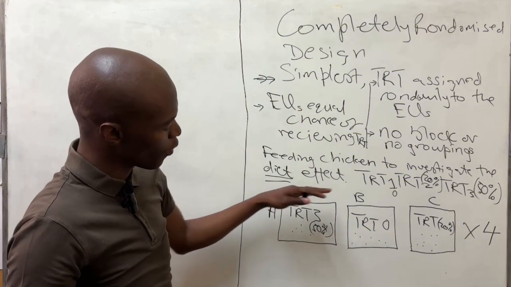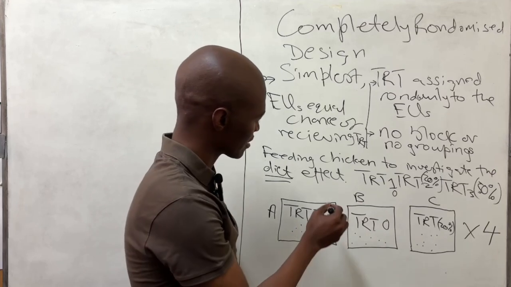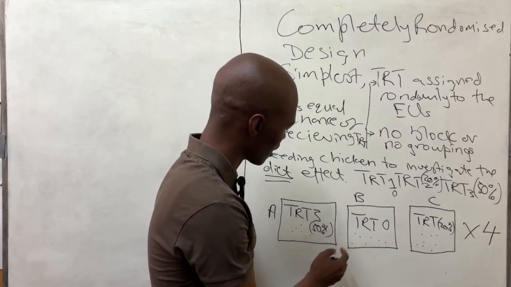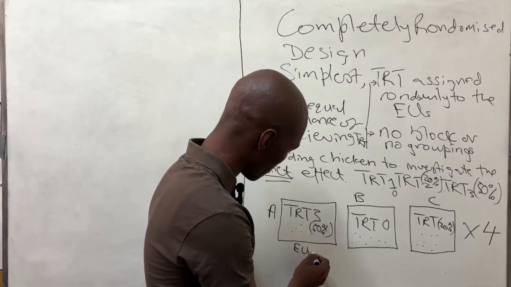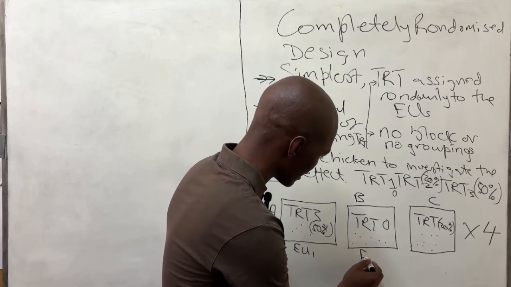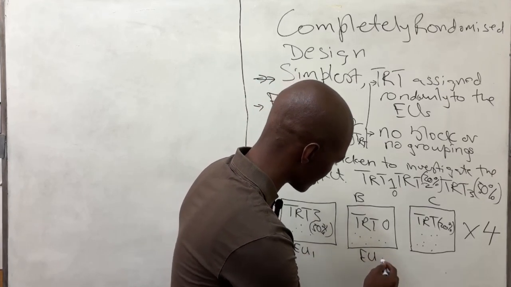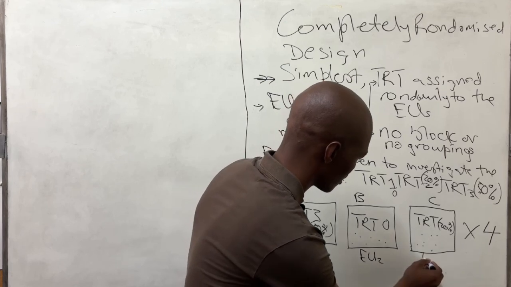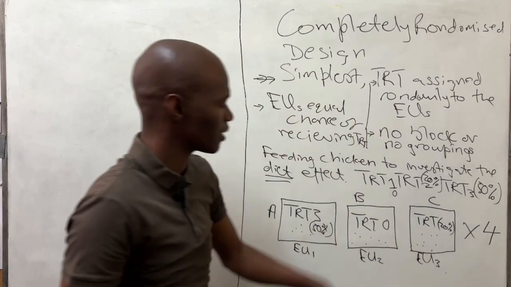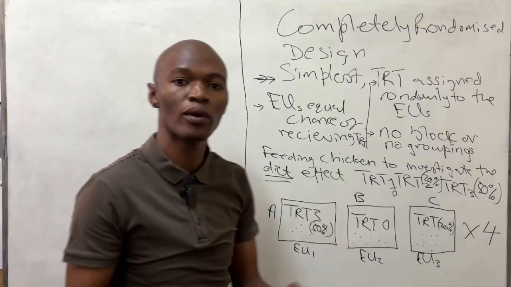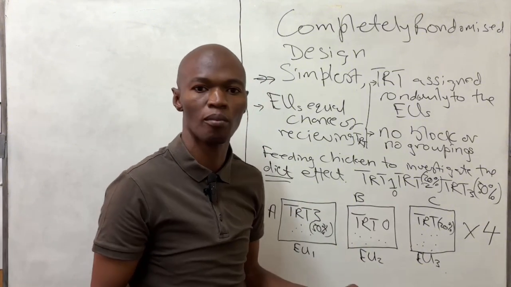So the way we allocated these treatments to these experimental units, because the experimental units, remember, are where the treatments are assigned. So these pens, we classify them as our experimental units. So now the way we allocated these treatments is random.